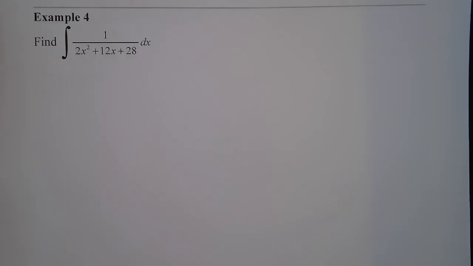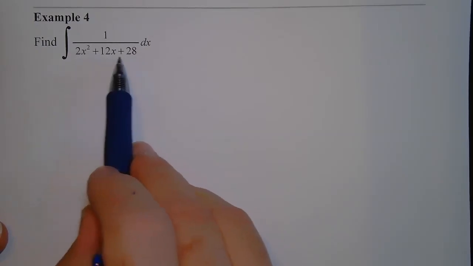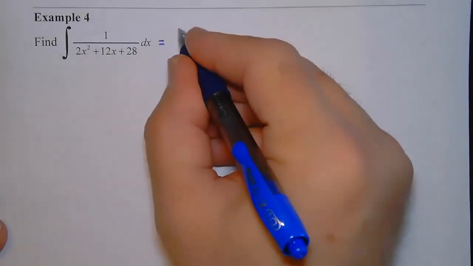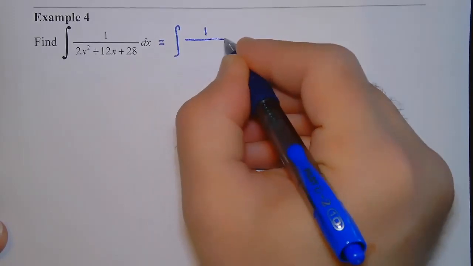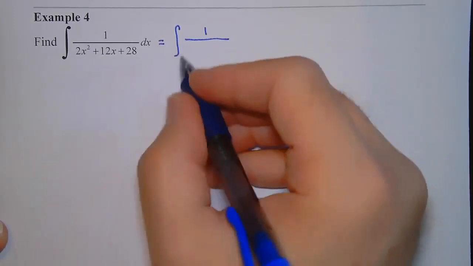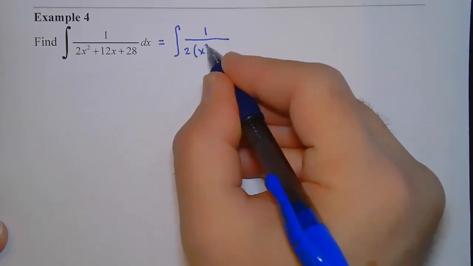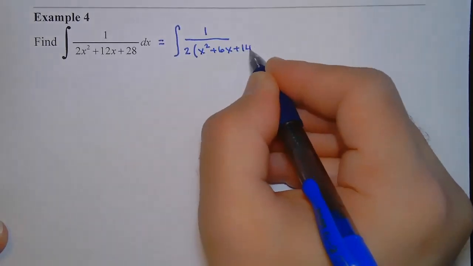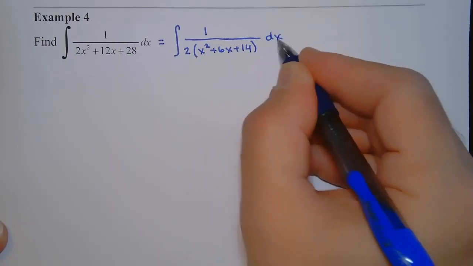For this final example, what we're going to want to do is factor out this 2 out of all 3 terms. So this is before we complete the square. So this becomes the integral of 1 over, and we're going to factor 2 out of all 3 terms, 2 times x squared plus 6x plus 14, and then dx.